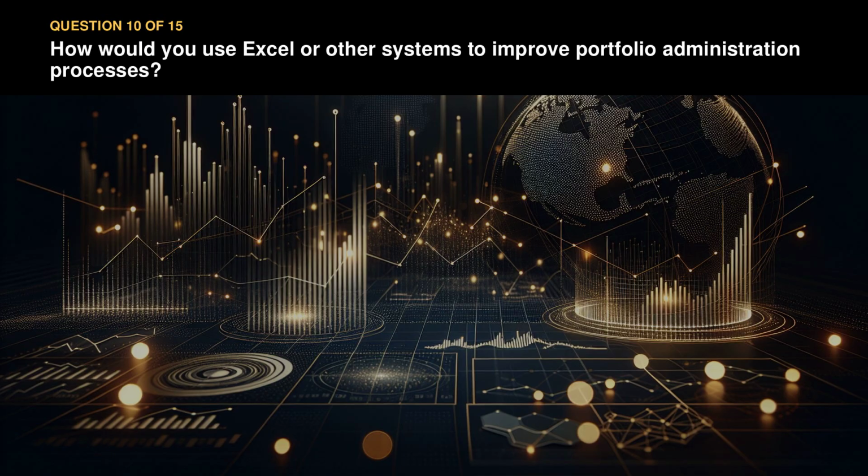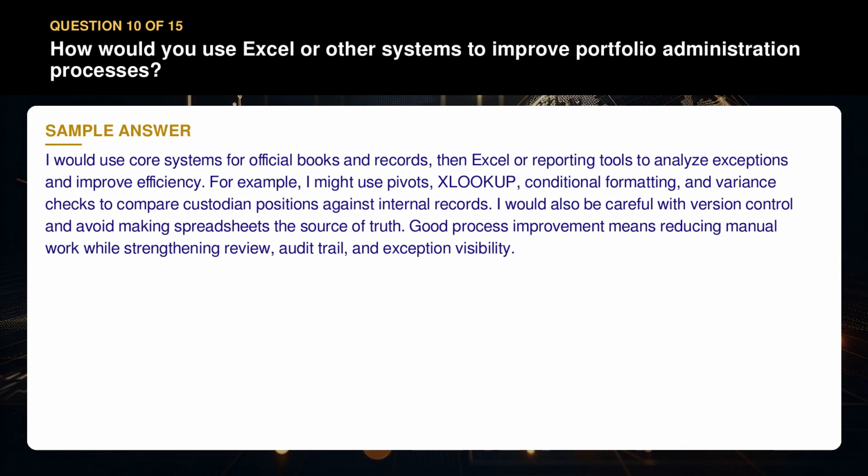Question 10. How would you use Excel or other systems to improve portfolio administration processes? I would use core systems for official books and records, then Excel or reporting tools to analyze exceptions and improve efficiency. For example, I might use pivots, XLOOKUP, conditional formatting, and variance checks to compare custodian positions against internal records. I would also be careful with version control and avoid making spreadsheets the source of truth. Good process improvement means reducing manual work, while strengthening review, audit trail, and exception visibility.